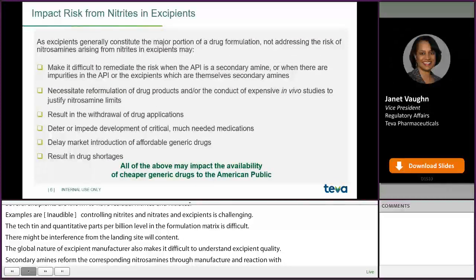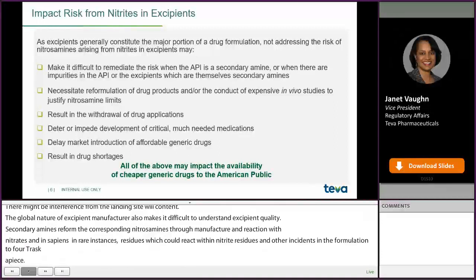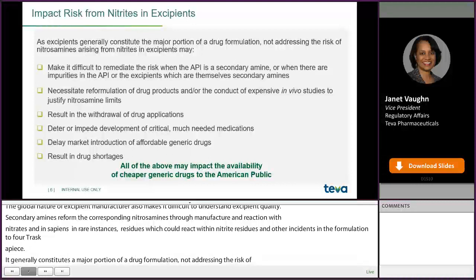As excipients generally constitute the major portion of a drug formulation, not addressing the risk of nitrosamines arising from nitrites in excipients may make it difficult to remediate the risk when the API is a secondary amine, or when there are impurities in the API or the excipients which are themselves secondary amines. It may necessitate reformulation of drug products and or the conduct of expensive in vivo studies to justify nitrosamine limits.